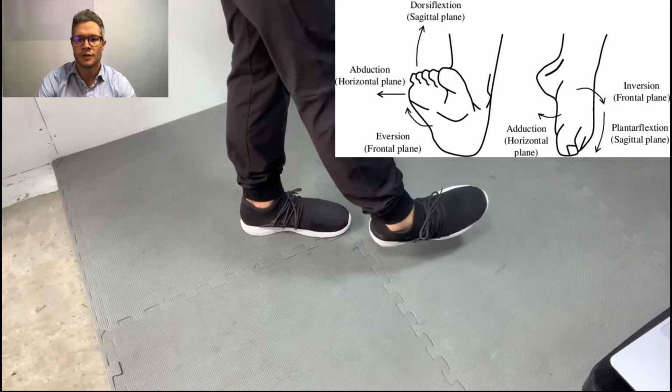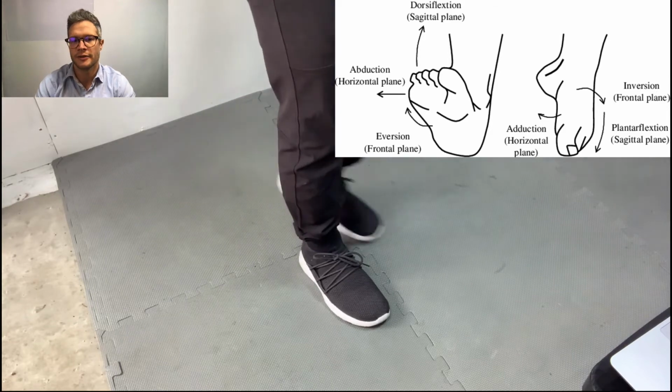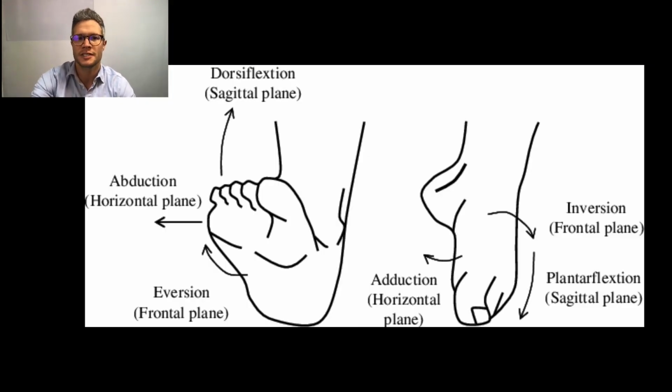And we'll go over the triaxial movements of the ankle there. So there's actually 3 movements that occur.